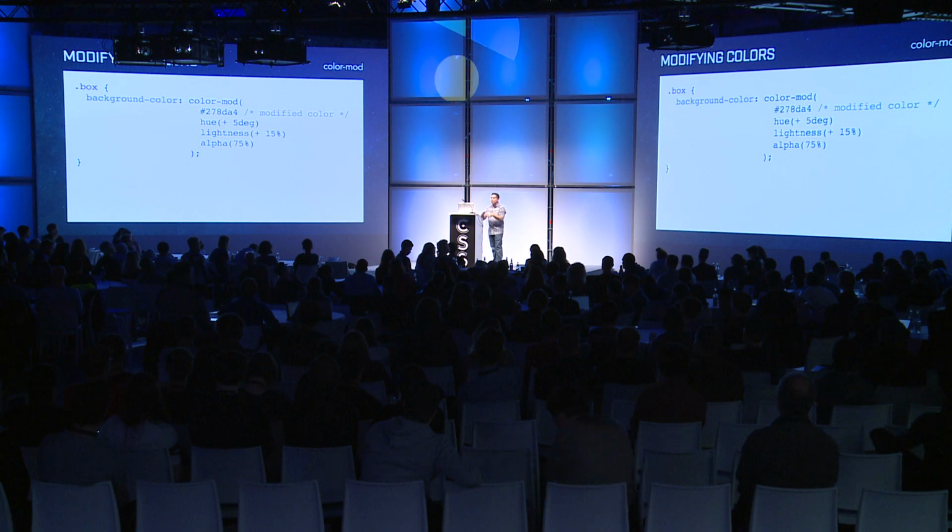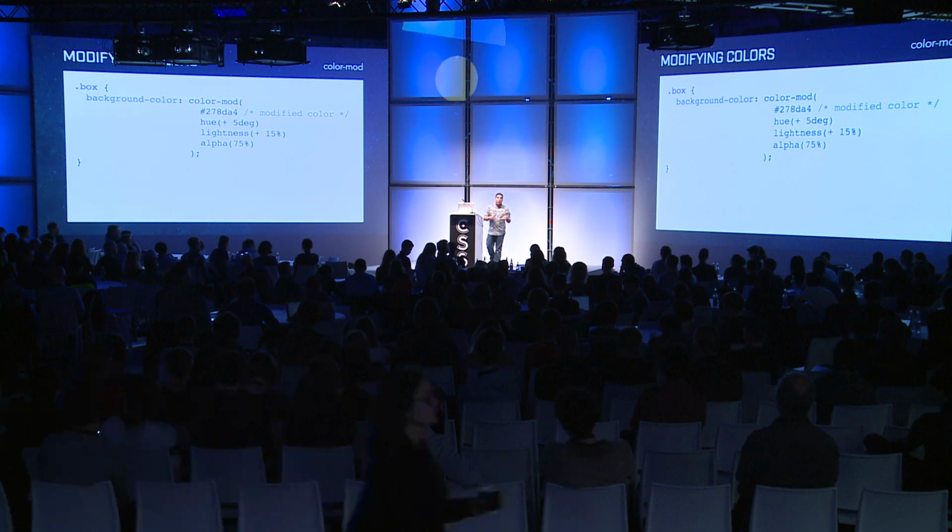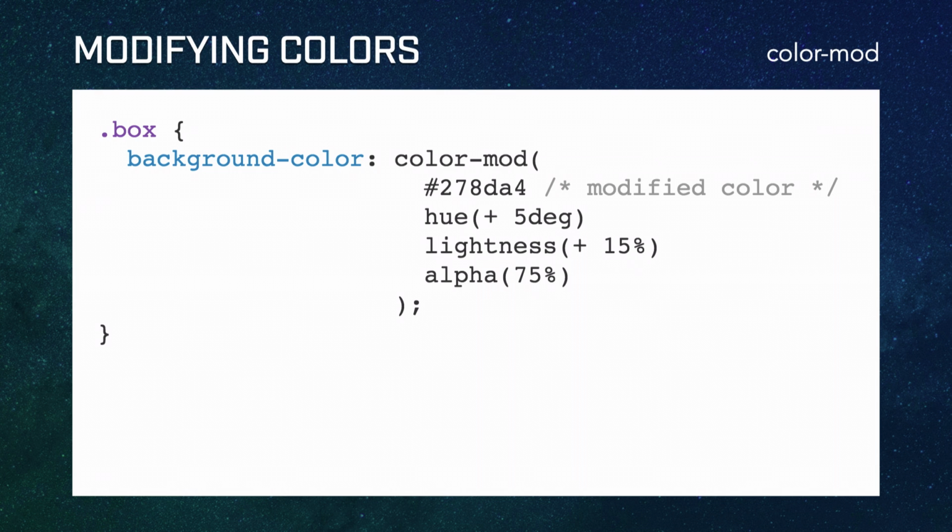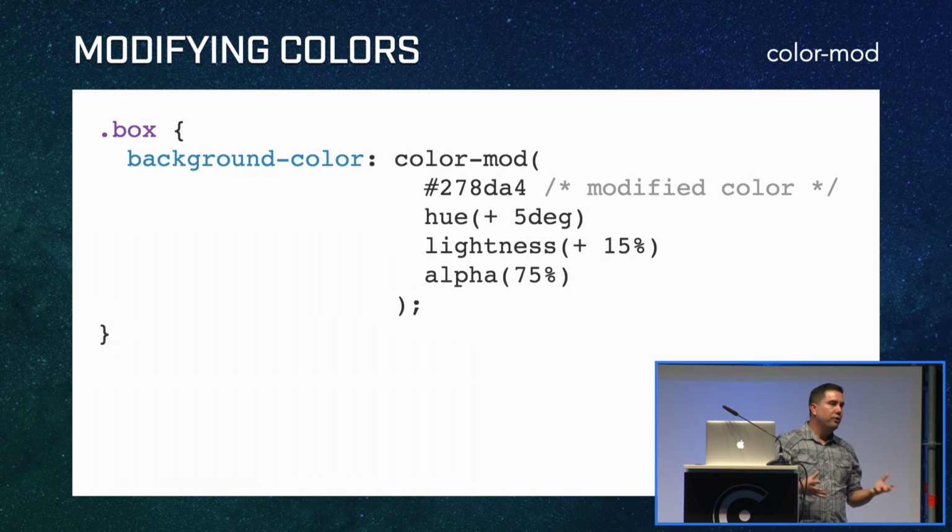The new color mod function is going to let you manipulate colors by taking a regular color value and applying color adjusters to it. And these color adjusters are like smaller functions within color mod that, for example, can adjust a color's hue, the alpha, lightness, saturation, blend colors together, and lots more.